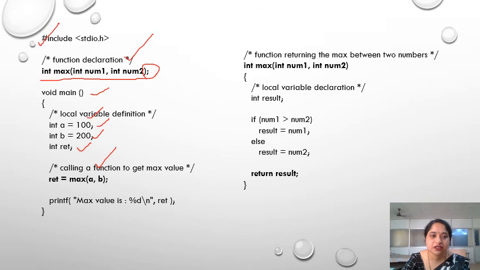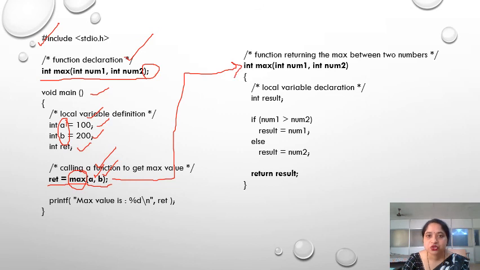Calling a function, we call the function: ret is equal to max a comma b. So the values of a and b are the actual parameters that we are passing to the function max. Now the control of execution will be transferred to the function. The two values that are transferred will be read into num1 and num2. The value of a will be copied to num1 and the value of b will be copied to num2.